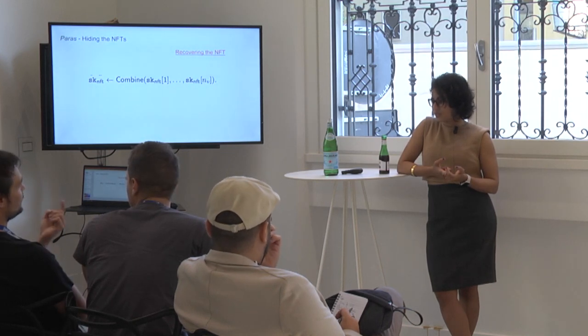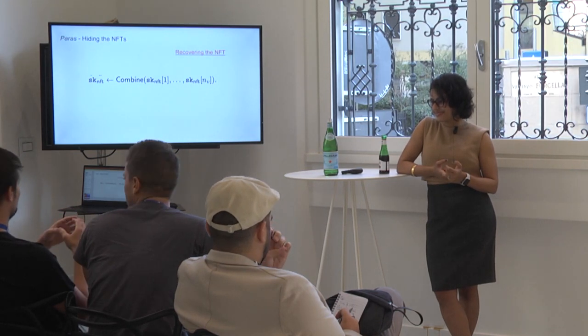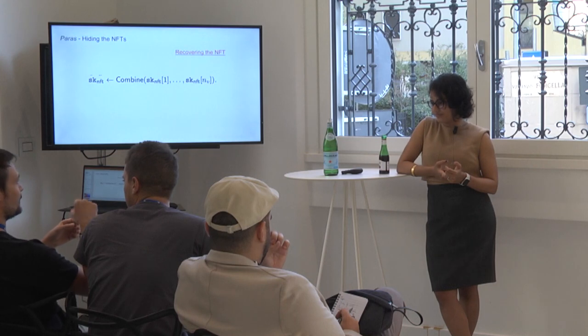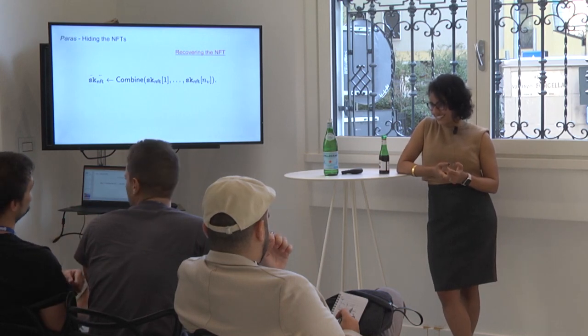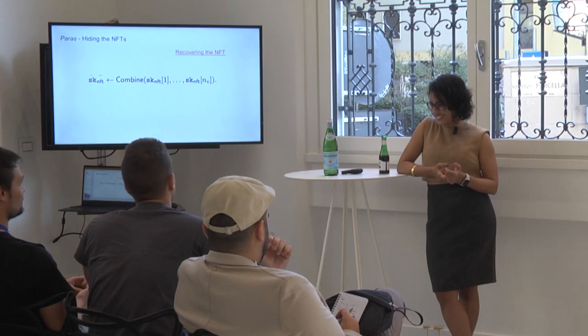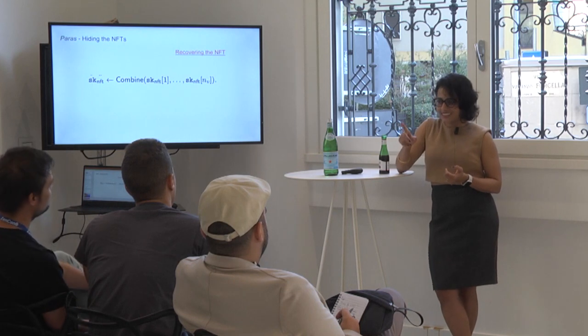You will definitely need all the shares. You need like N minus 1. You introduce some values in the protocol. Right, so let's explore this.